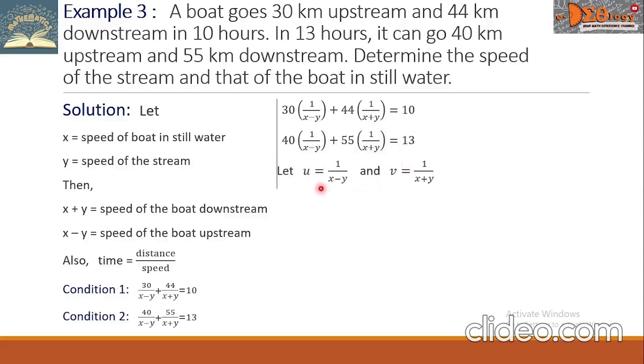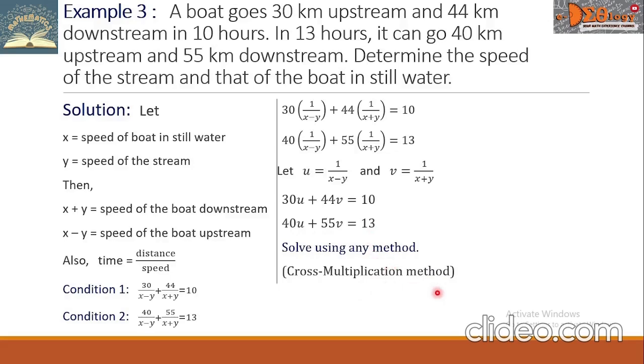Then we let u equal 1 over x minus y and v equal 1 over x plus y. Thus, the first equation becomes 30u plus 44v equals 10. Second equation, 40u plus 55v equals 13. And from here, we can solve using any method. In this case, we can use the cross multiplication method.